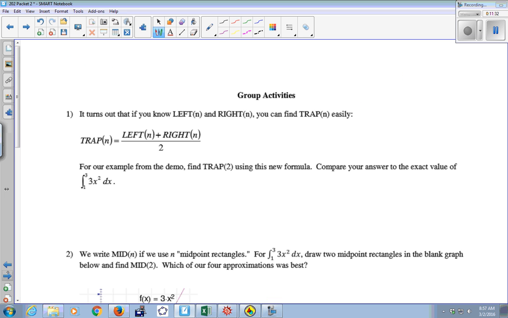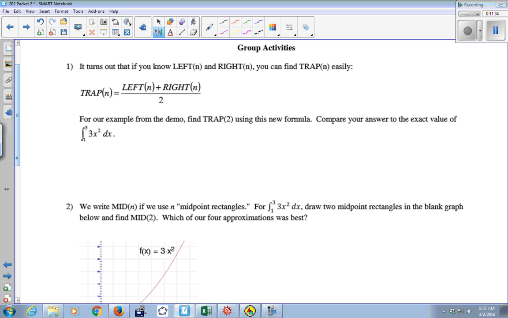All right, so that's it for the demo. In the group activities, you're going to be discovering, doing some practice with left, right, and trap, and also discovering another rule called Simpson's rule.